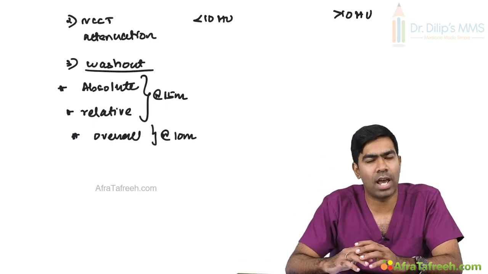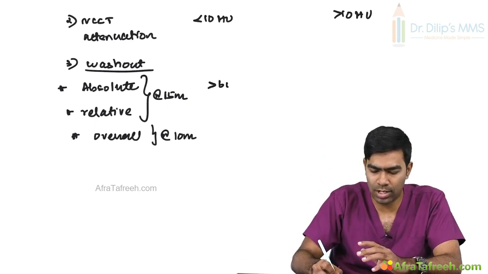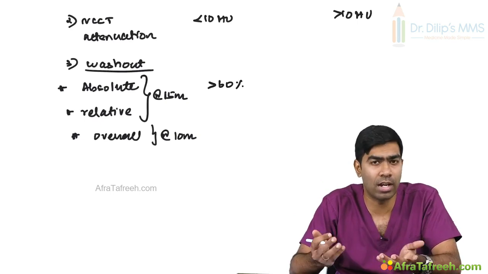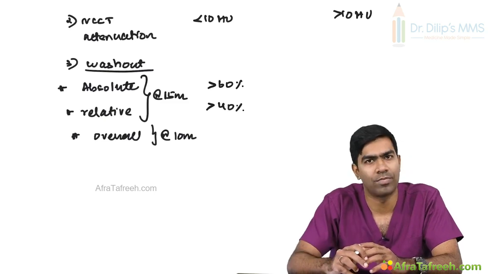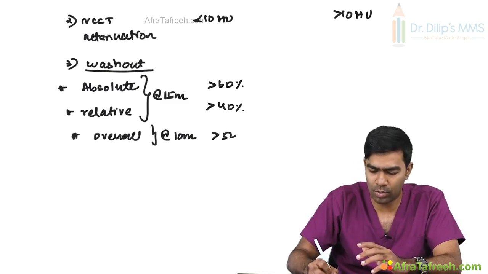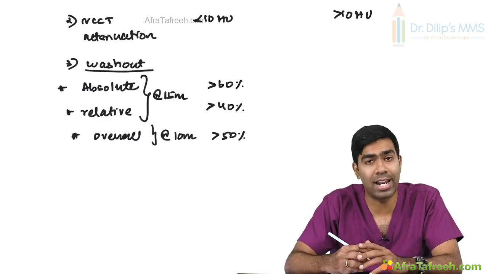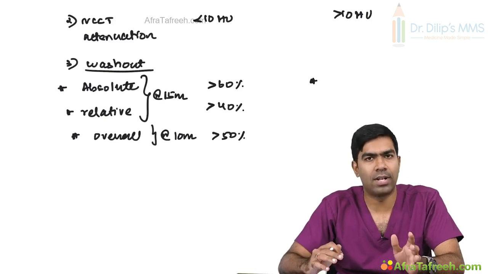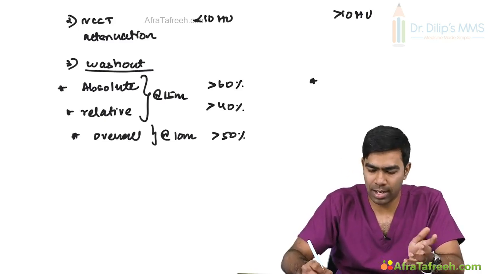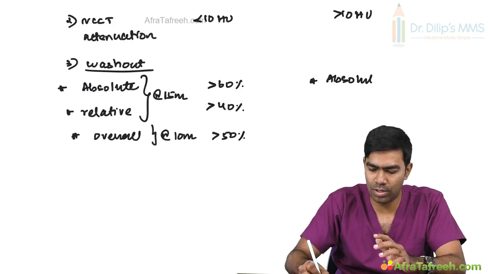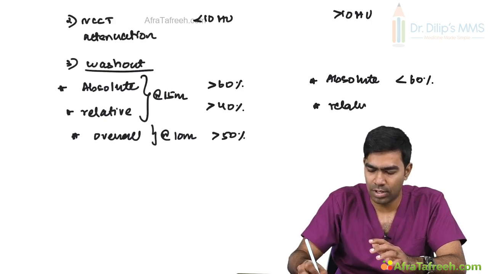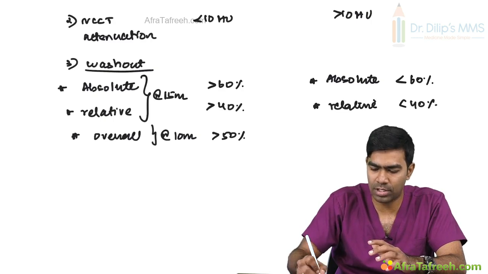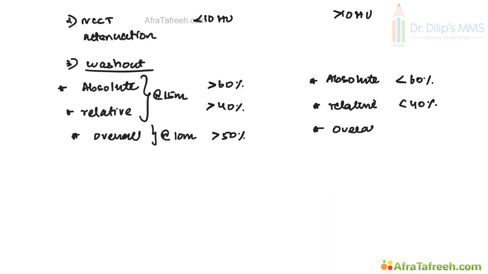Benign lesions usually will have an absolute contrast washout of more than 60%, which means they have an early washout, that's what I mean. And relative contrast washout of more than 40% in 15 minutes. And overall contrast washout will be more than 50% at 10 minutes. In contrast, the malignant lesions will have a little delayed washout. For example, the absolute washout at 15 minutes will be less than 60%, the relative washout at 15 minutes will be less than 40%, and the overall washout at 10 minutes will be less than 50%.